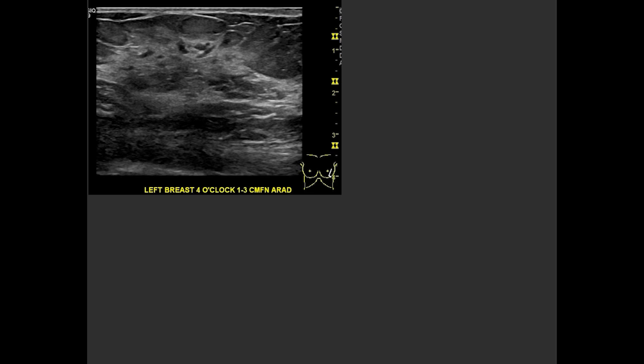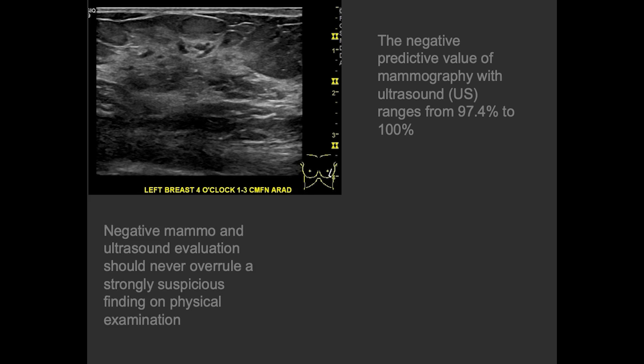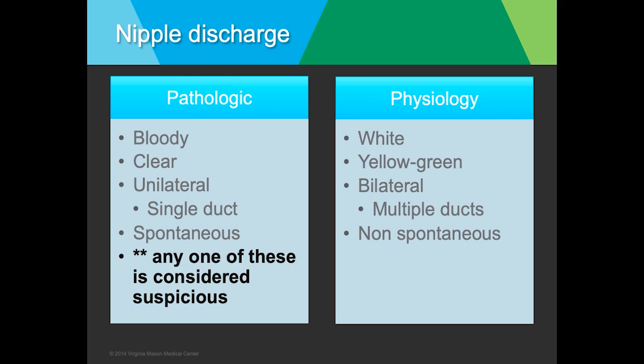So we go to ultrasound, and there is a subtle hyperechoic irregular area that blends into the surrounding breast tissue, shown here. This was actually initially called negative. And usually the negative predictive value of mammography and ultrasound is nearly 100%, but not quite 100%. For this reason, a negative mammogram and ultrasound, as in this case, should never overrule a strongly suspicious finding on physical exam. And this patient went on to get an MRI showing this large area of non-mass enhancement, and this was biopsy-proven invasive lobular carcinoma with lymph node metastases.